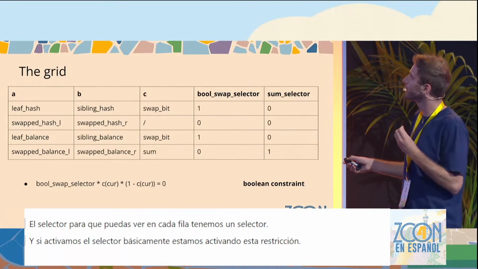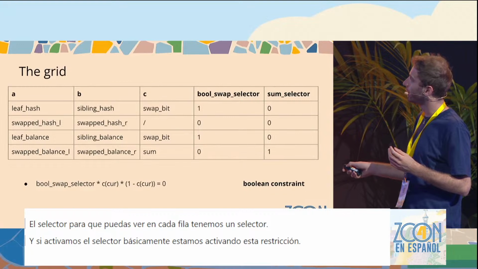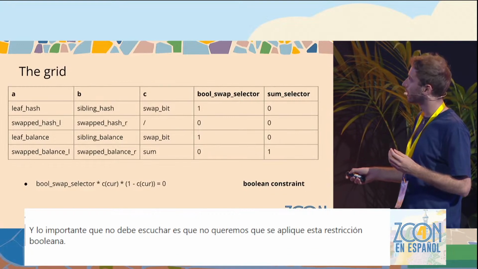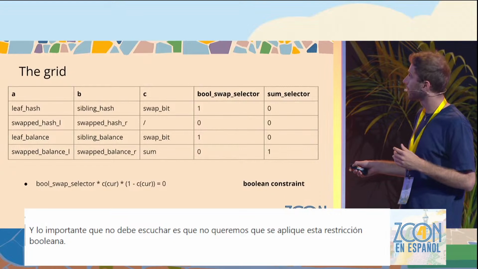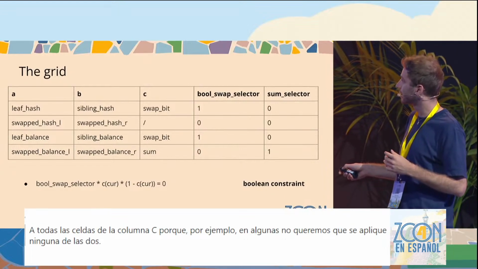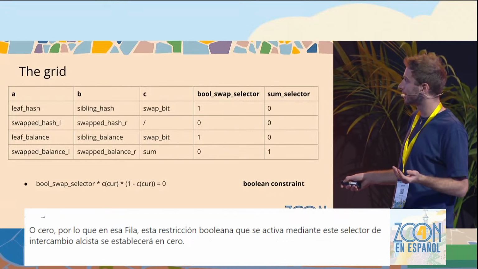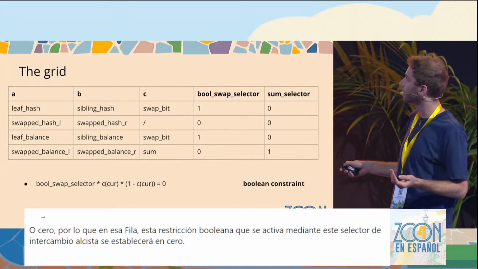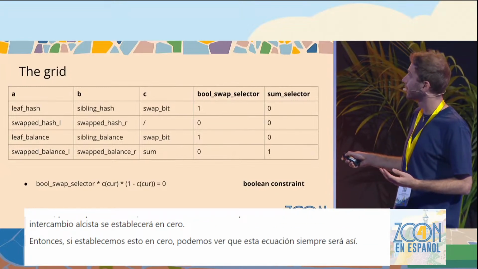And the important thing to note here is that we don't want this Boolean constraint to apply to every cell in the C column, because, for example, at sum, we don't want it to enforce the value to be either 1 or 0. So at that row, this Boolean constraint that is activated by this bool swap selector will be set to 0. If we set this to 0, we can see that this equation will always be satisfied. But for example, in row 0 and in row 2, we want to enforce this constraint. So we set the selector to 1.